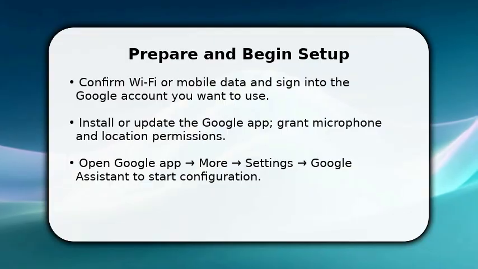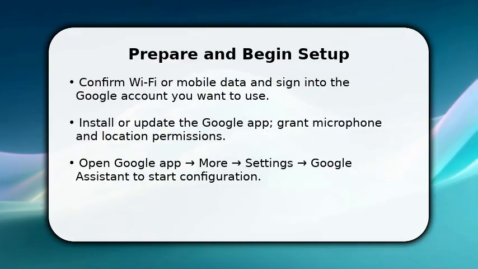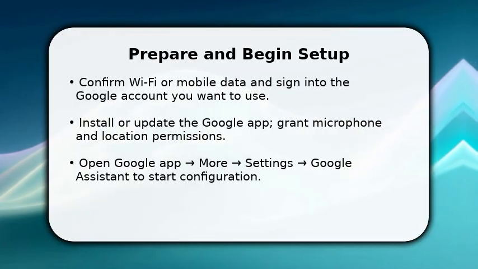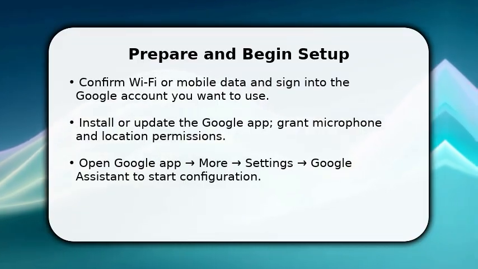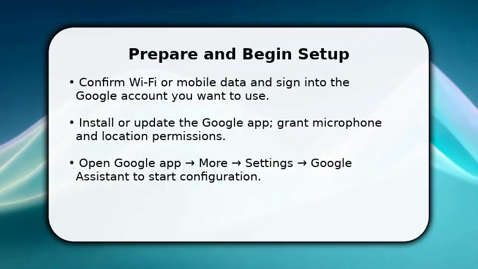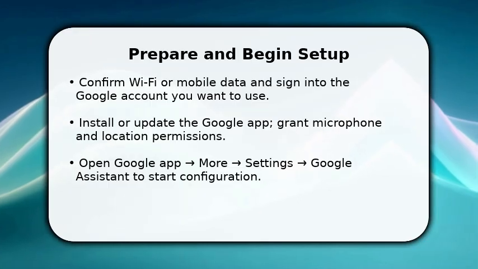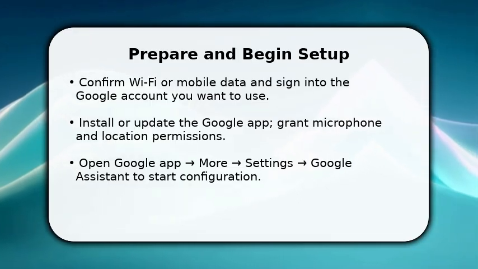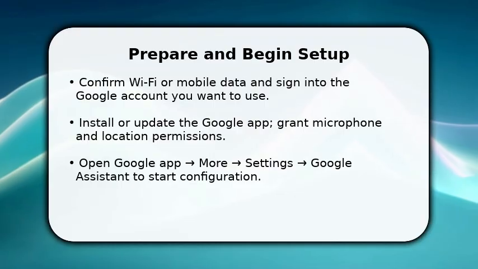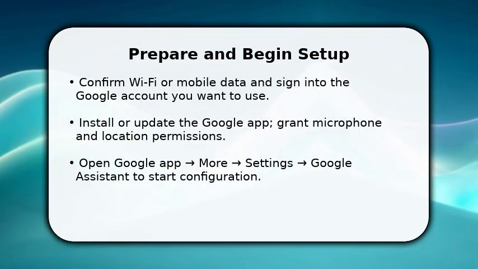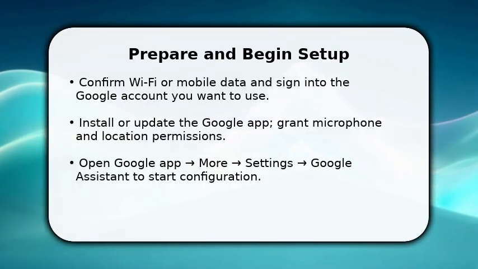Enjoy the video. You start by making sure your device is online and signed into the Google account you intend to use. This lets Assistant link preferences and devices. Once done, update or install the Google app and grant microphone and location permissions so Assistant can hear and give contextual answers. Now open the Google app, tap More, go to Settings, then Google Assistant. This moves you from prerequisites into the setup screens, where you'll enable the Assistant and choose core options.